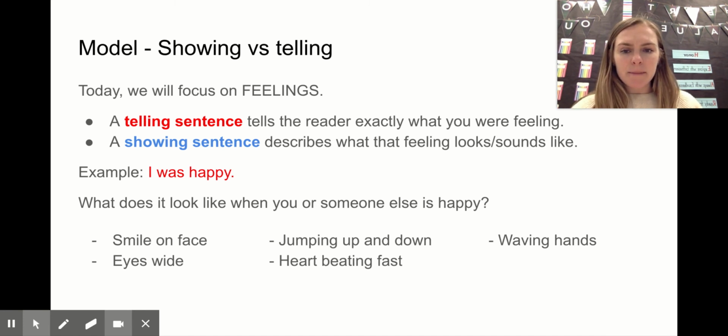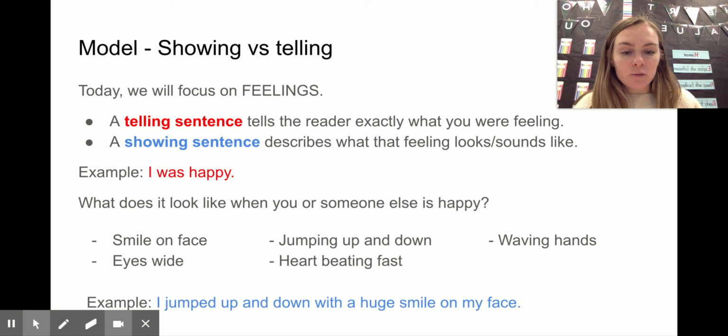So instead of saying I was happy, I could say I jumped up and down with a huge smile on my face. When I say that, what does that make you think of? It makes you think of being happy. Exactly. And you can actually visualize it with your mind. I jumped up and down with a huge smile on my face. You can actually picture a person or yourself physically jumping up and down, and you have a big smile on your face because you are super happy.